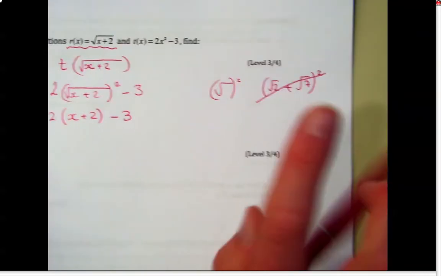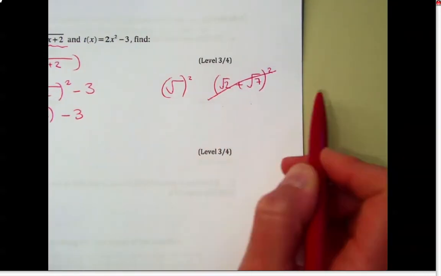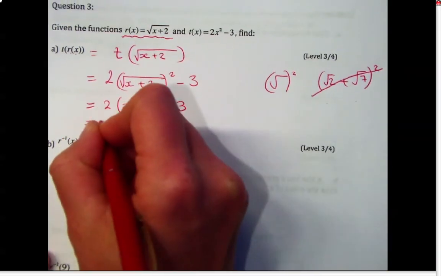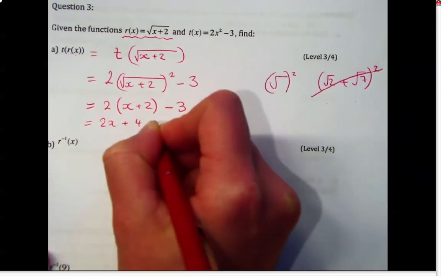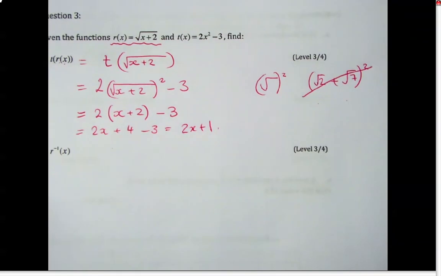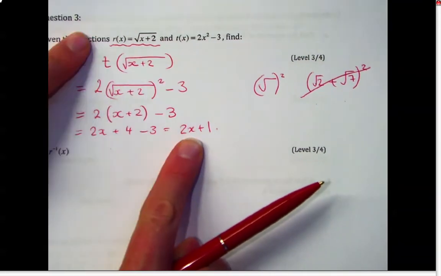So if you had that, you'd have to FOIL. You'd have to do root 2 plus root 7 times root 2 plus root 7, and then multiply out. So 2x plus 4 minus 3 gives you 2x plus 1. Any questions? Be really clear on what you found. You found that these two composed together is that.